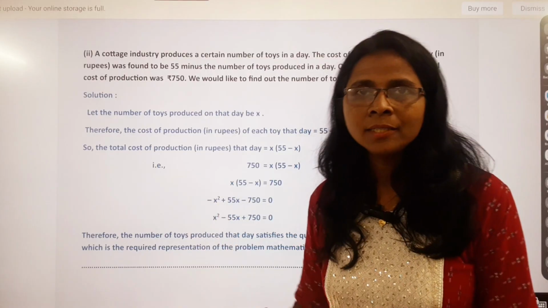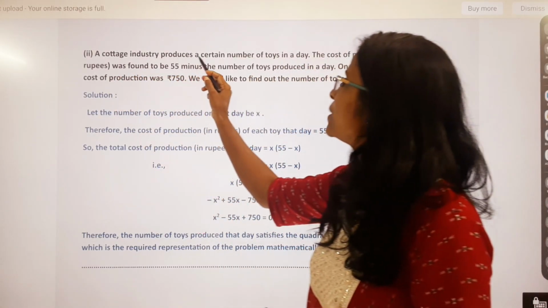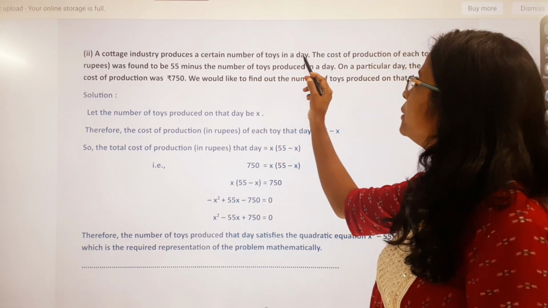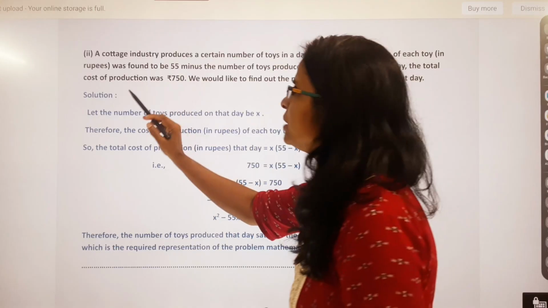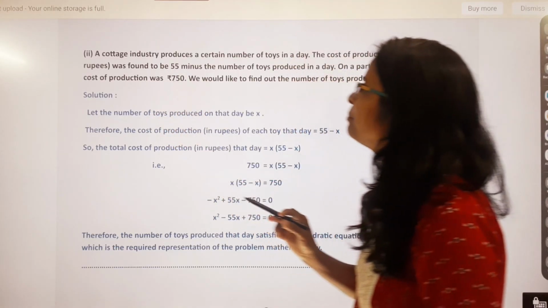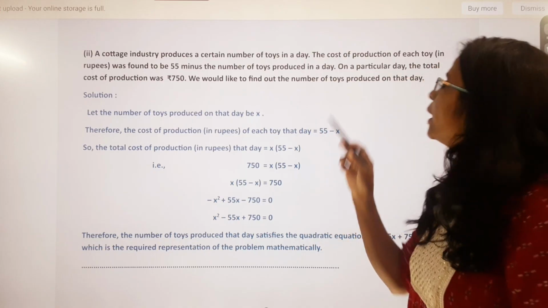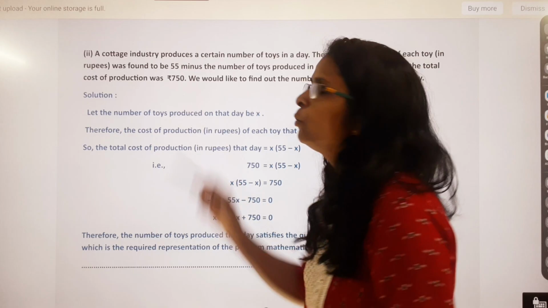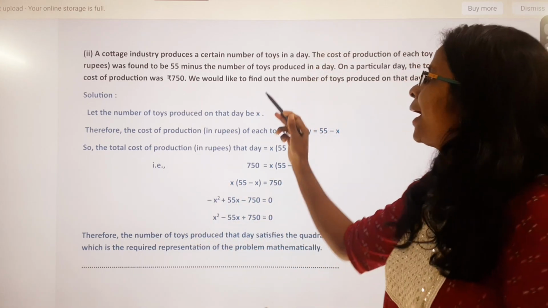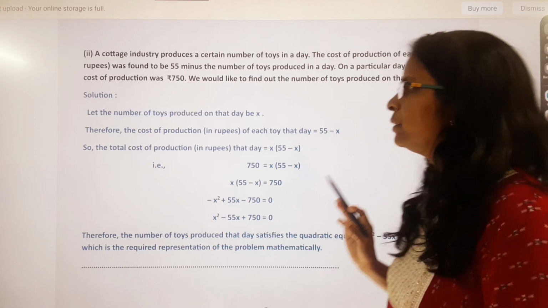Now see the second example. A cottage industry produces a certain number of toys in a day. The cost of production of each toy was found to be 55 minus the number of toys produced in a day. Then on a particular day, the total cost of production was rupees 750, and we would like to find out the number of toys produced on that day.